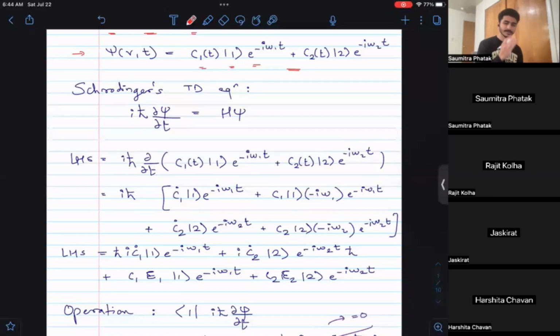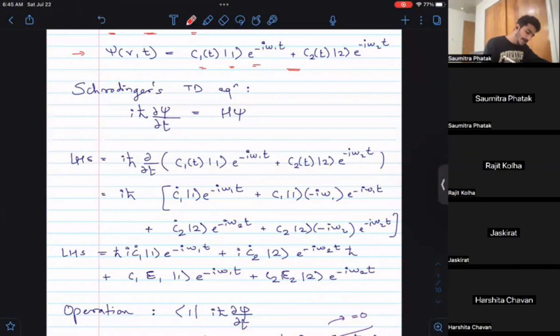That's why we always equate it with the Hamiltonian, and that's why the Hamiltonian decides how your system will propagate in time. That's why Schrodinger's time-dependent equation is such a powerful equation: i h bar d psi by dt is equal to H psi. Now what we will do is take each side of this equation and solve it exactly.